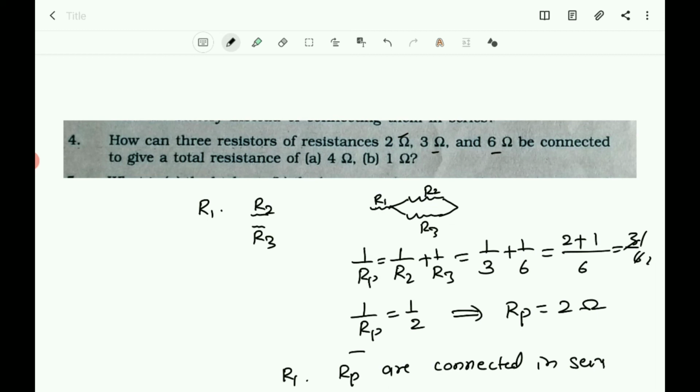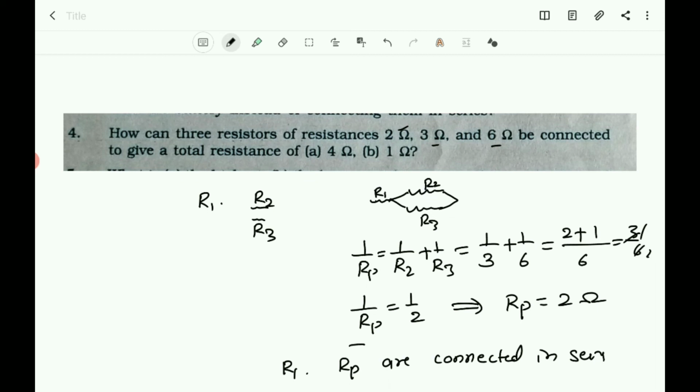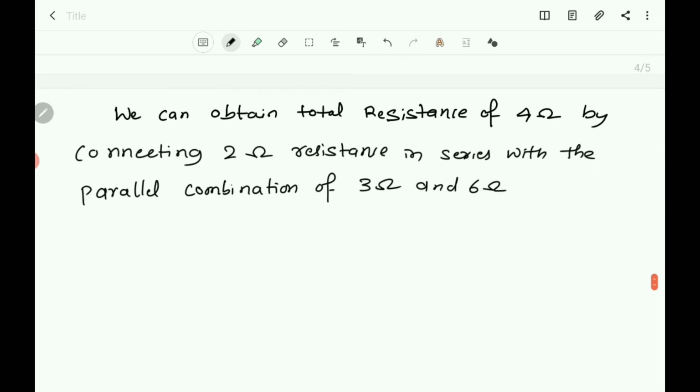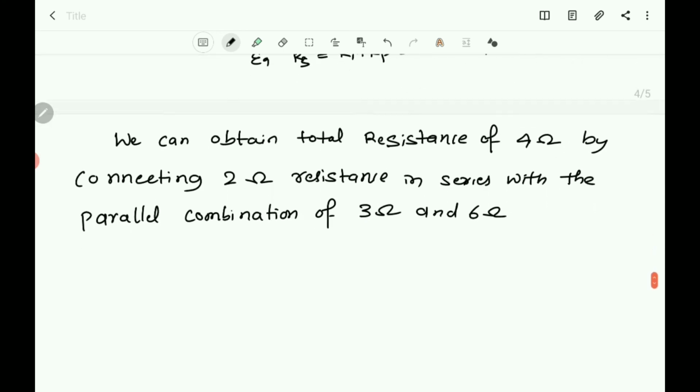To have 1 ohm, you know that here it is 2 ohm, 3 ohm, 6 ohm, which means you can have 1 by 2 plus 1 by 3 plus 1 by 6. What are you going to have here? Here the LCM is 6. 2 3s are 6, so it becomes 3; 3 2s are 6, so 2; plus 1. So you will get 6 by 6, which is 1. By connecting all 3 resistances in parallel, you will get 1 ohm. So take here B.